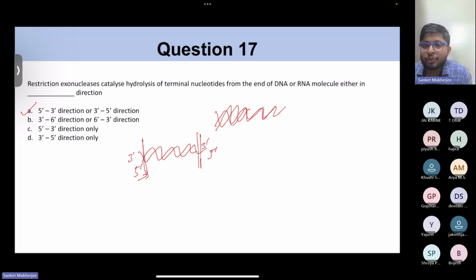So that's all about myself. So I had a GATE rank of 179, GATE BT rank in 2020.